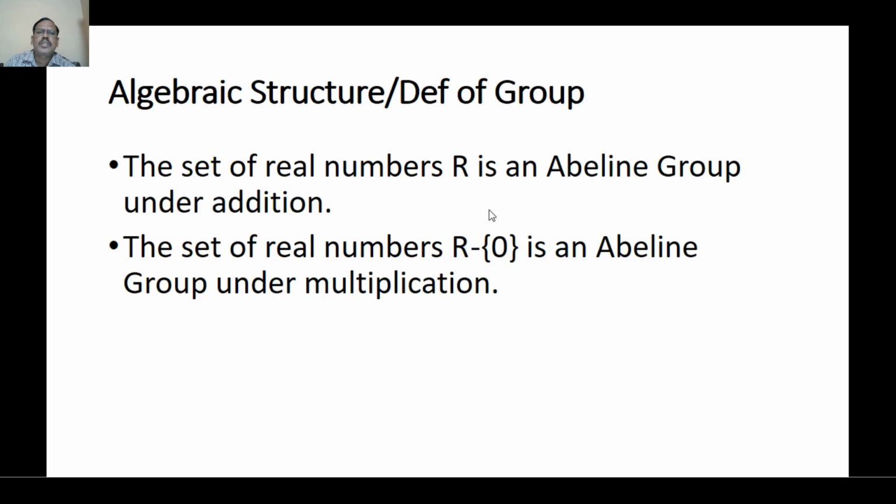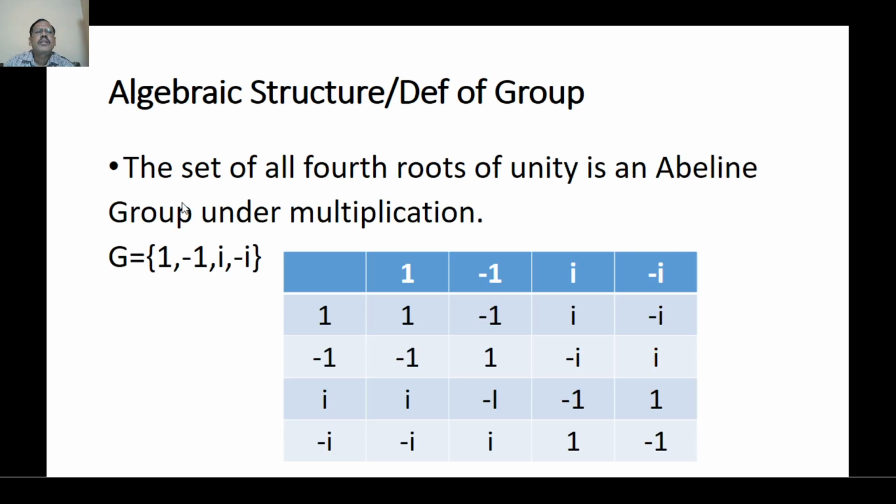Same as Q, it is also an abelian group under multiplication. R minus 0, if you delete 0 from R, is called the non-zero real numbers, and it forms an abelian group under multiplication. So you observe that the set of all integers, set of all rational numbers, set of all real numbers, set of all complex numbers are infinite sets as they contain an infinite number of elements, and these are abelian groups. Now you come to a finite set.